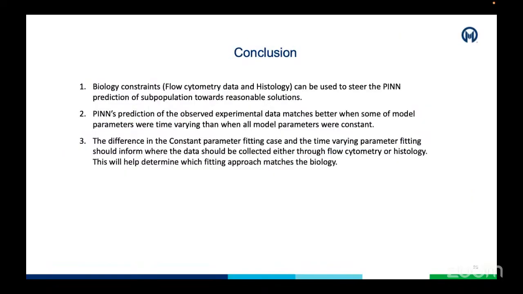Okay, so in conclusion, we've demonstrated an application of PIN where, in this regularization framework, you can combine PIN with different biological information you have, and build this sort of loss function that could help you steer PIN towards an admissible solution. We have also shown that the prediction matches the experimental data better when some of these model parameters are time varying. And the difference between the constant parameter case and the time varying case informs that there needs to be more data, for us to have an approach on how to combine this biology with this approach.